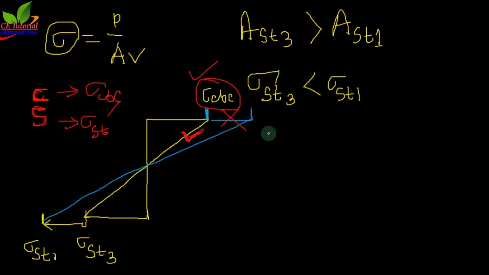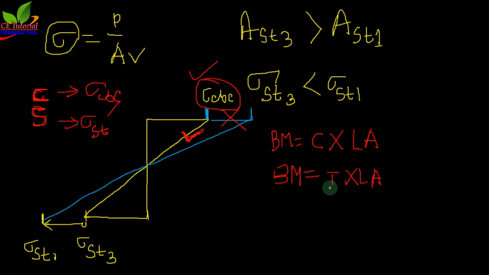Okay, so we can say that bending moment equals C multiplied by lever arm, and we cannot say bending moment equals T multiplied by lever arm. Why? Because T is sigma ST value multiplied by area of steel, and we don't know the value of sigma ST. We have the permissible value, but in our case sigma ST value is less than the permissible value. Got my point? So we cannot write this equation.